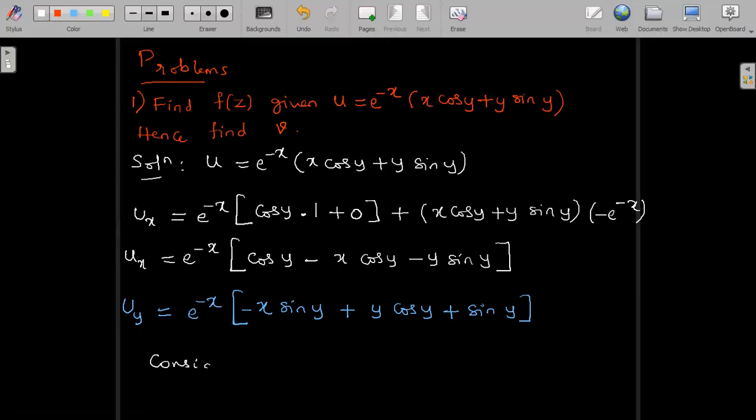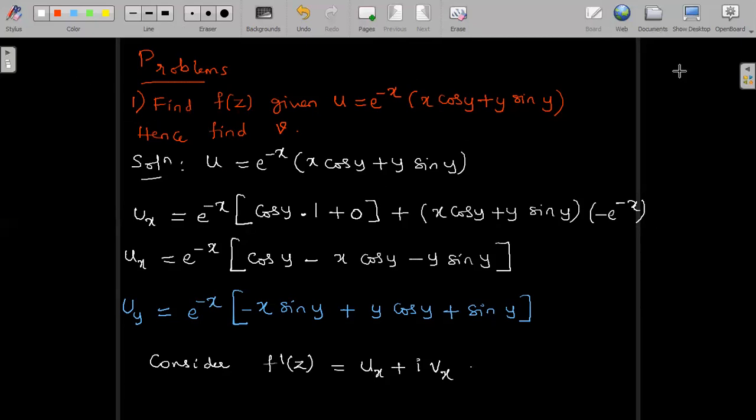Consider f dash of z. The expression for f dash of z is Ux plus i into Vx. Now we need to use the CR equations and change Vx, because we don't know the value of Vx to substitute. We know Ux to substitute, but we don't know Vx. So let us use CR equations. Since the given function is analytic, we can use CR equations and change Vx as minus Uy. Vx is equal to minus Uy using the CR equations.